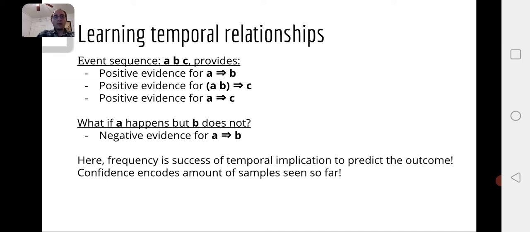But what if A happens but B does not happen? In this case, we see negative evidence generated for the hypothesis that A leads to B, because A was happening but B did not, differently than it was predicted. In this case, we can say that the frequency of the hypothesis represents the success of the temporal implication to predict the outcome, while the confidence encodes the amount of samples seen so far.